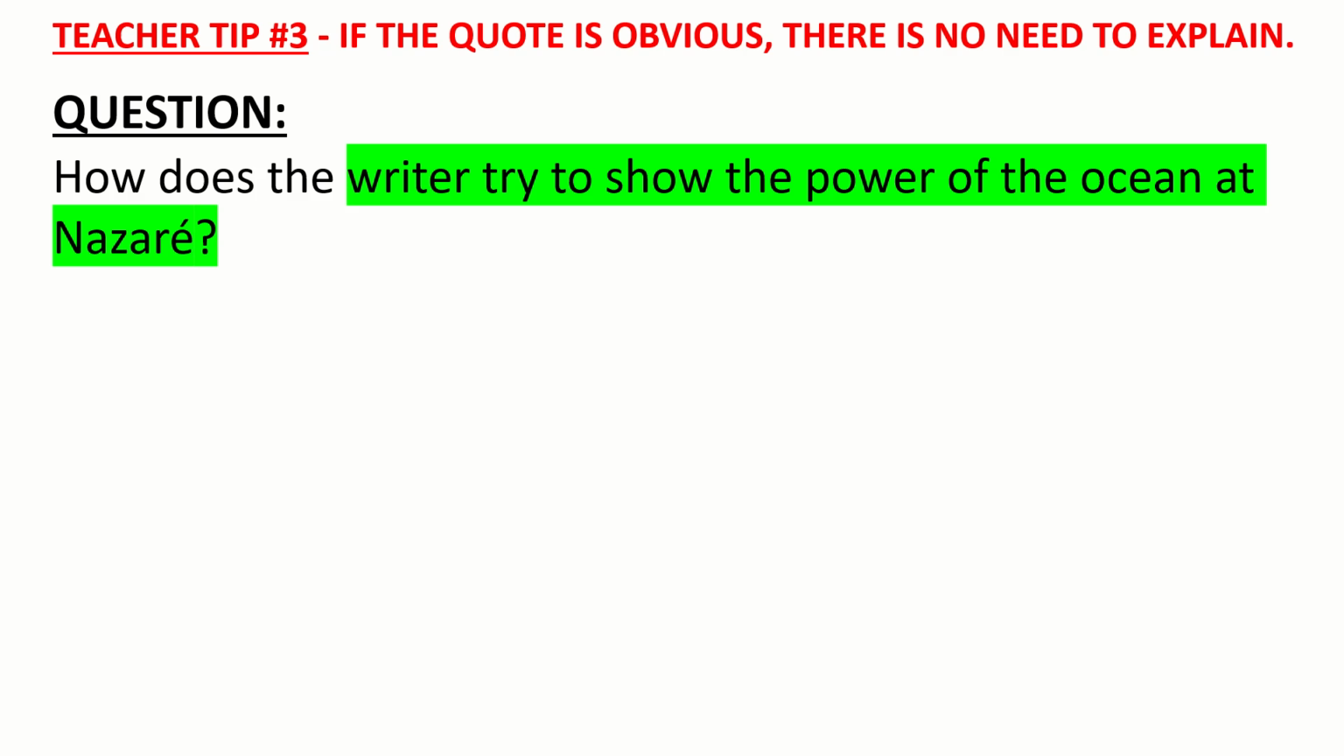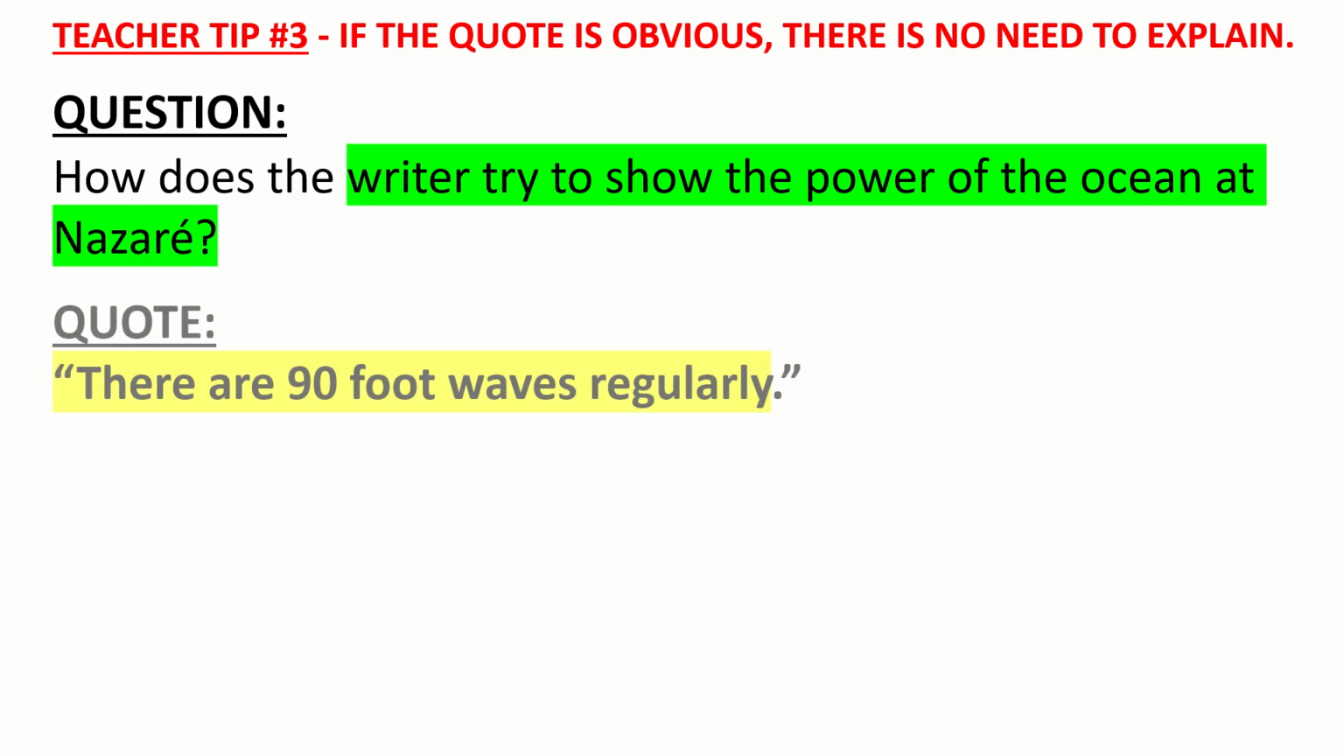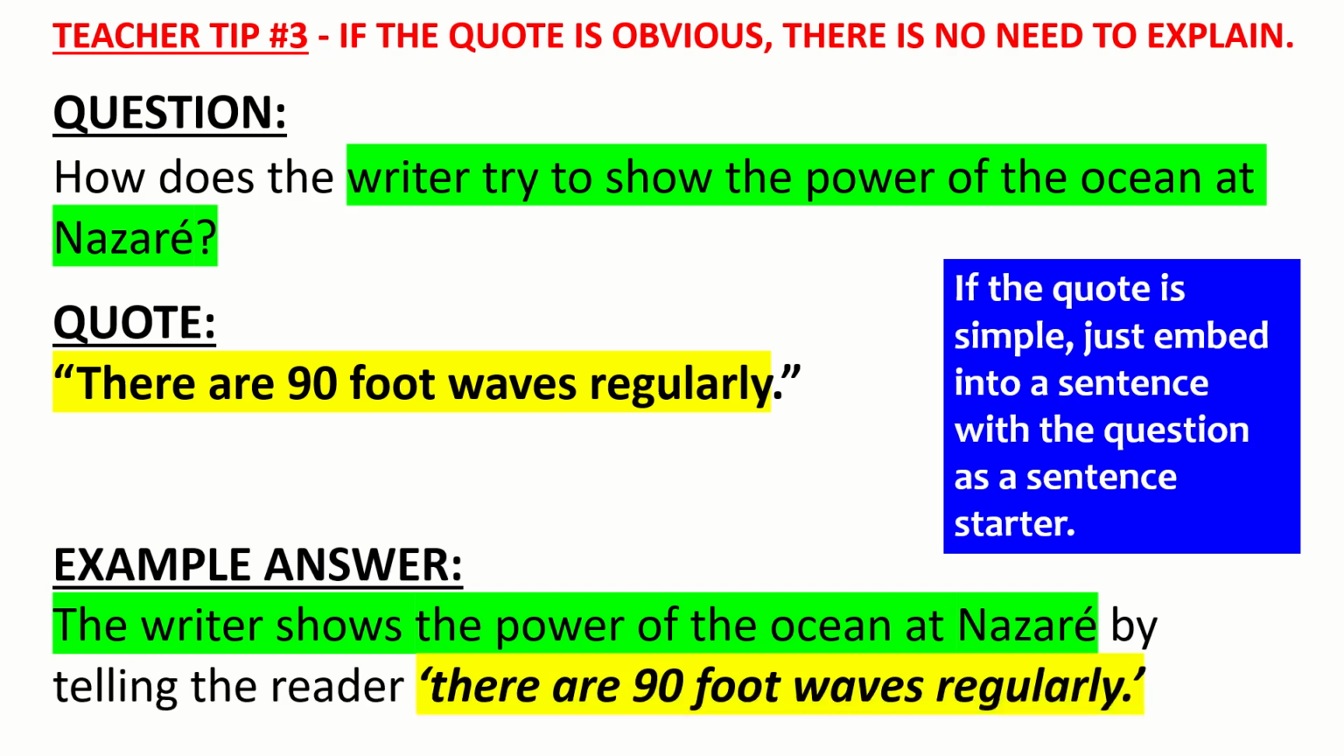So if it's the same question again, how does the writer show the power of the ocean? And the quote was, there are 90-foot waves. You can just put, the writer shows the power of the ocean in that array by telling a reader there are 90-foot waves. So I've just picked a simple quote, put it in a sentence with my sentence starter as my question. There's no need to explain that. It's so obvious that you just get a mark for it. That's all the examiner will do. The examiner will just mark it. There you go, 1 mark.